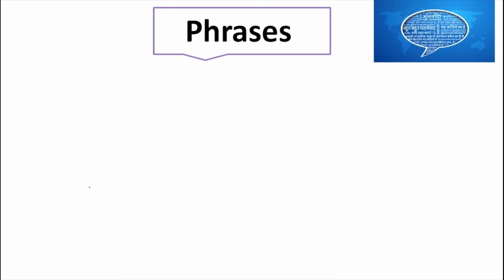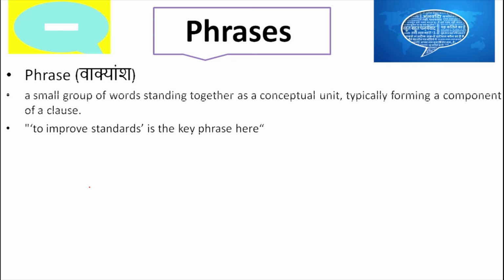So let's understand now phrases after just clauses, because this video is upon phrases and clauses. What is the difference between phrases and clauses and types? So what are phrases? You need to understand what phrases are. A phrase is a small group of words standing together as a conceptual unit, typically forming a component of a clause. It is just a small component of a clause.